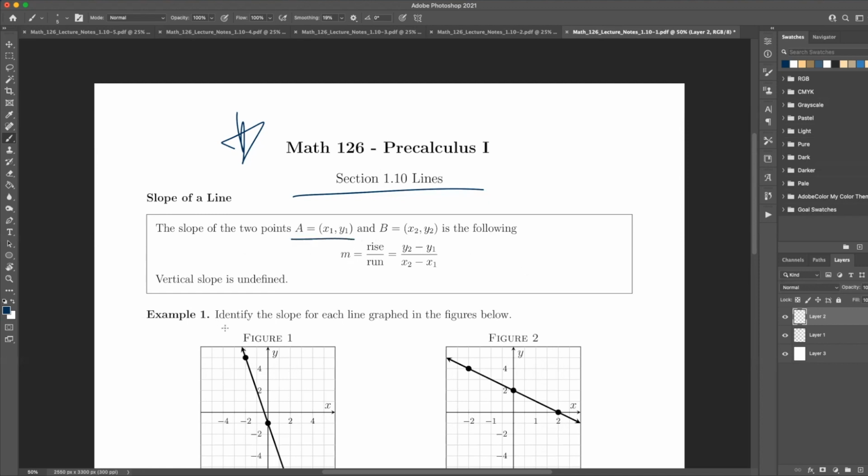So any 2 points make a line, and we define the slope of these two as m, or rise over run, or y2 minus y1 over x2 minus x1. If you do y1 minus y2 and x1 minus x2, it ends up being the same. Vertical slopes are undefined, horizontal slopes are 0.